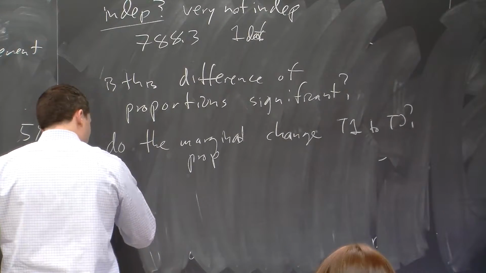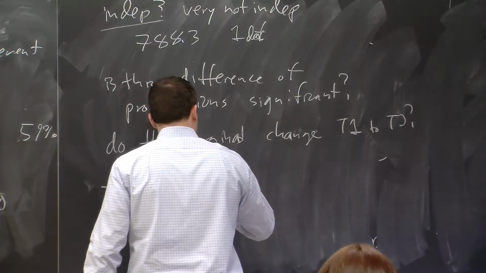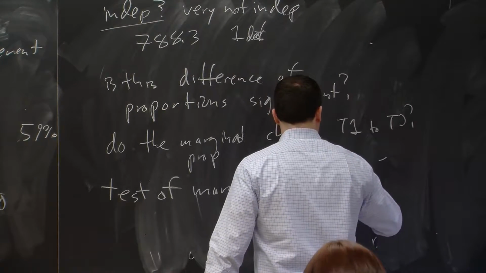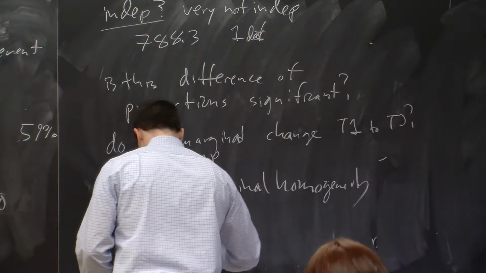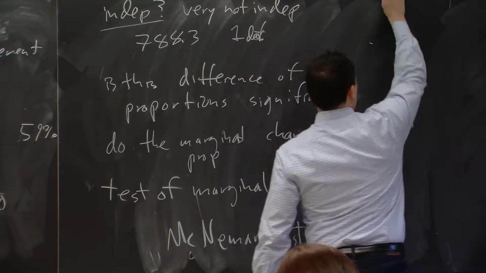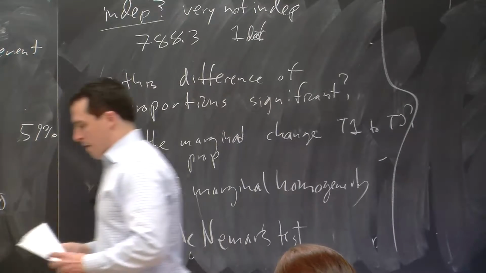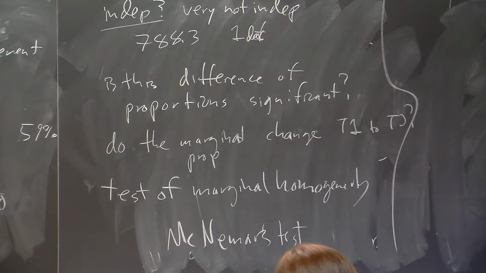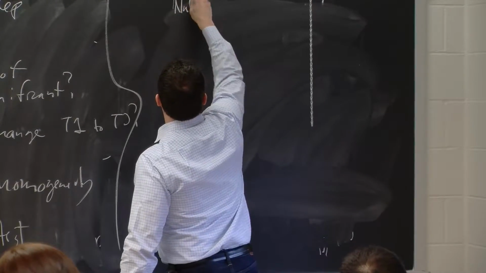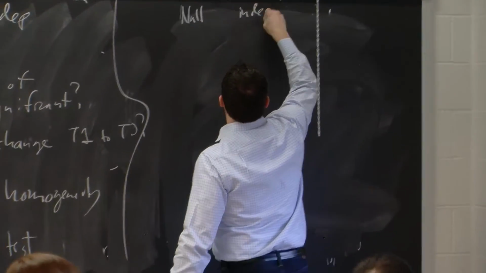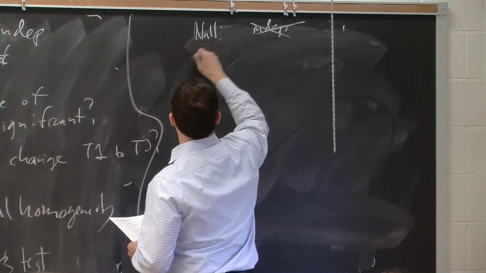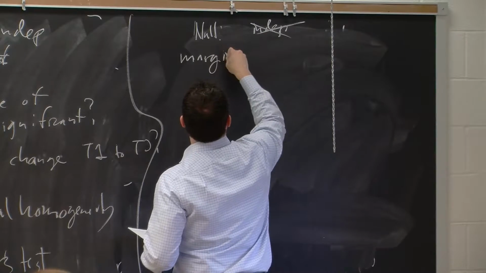And so the relevant test, as that suggests, is a test of marginal homogeneity. The test we're using for that is something called McNemar's test. So what is the null hypothesis? The null hypothesis is not independence. It has nothing to do with independence, right? We know for sure it's not independent. The null hypothesis is that marginal proportions are the same.